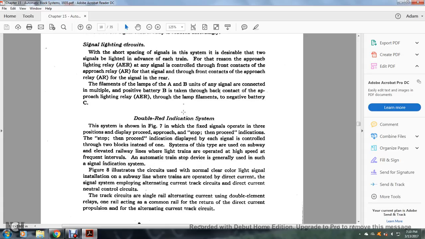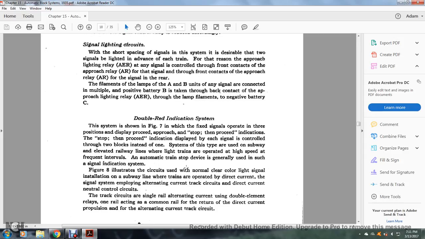The system is shown in figure 7, operating with the three positions displayed: proceed, approach, and stop-then-proceed indication. Stop-then-proceed indication is displayed at each of the signal controls with the 2 block instead of 1. Systems of this type should be used on subway, elevated railway lines, and light trains, all operated at high speed at frequent intervals, with train stopping devices generally used in such a signal indication system.